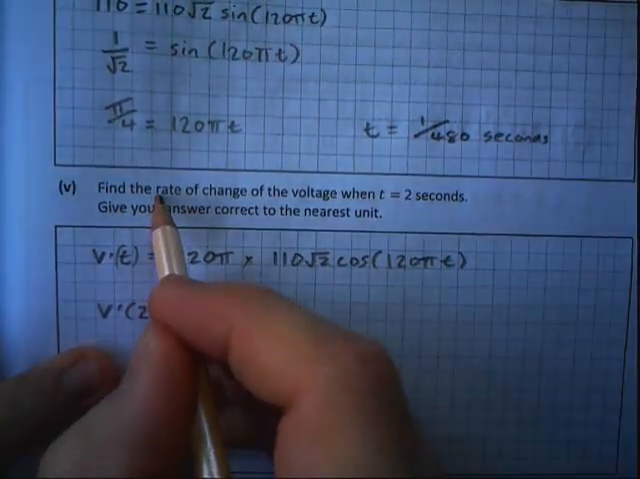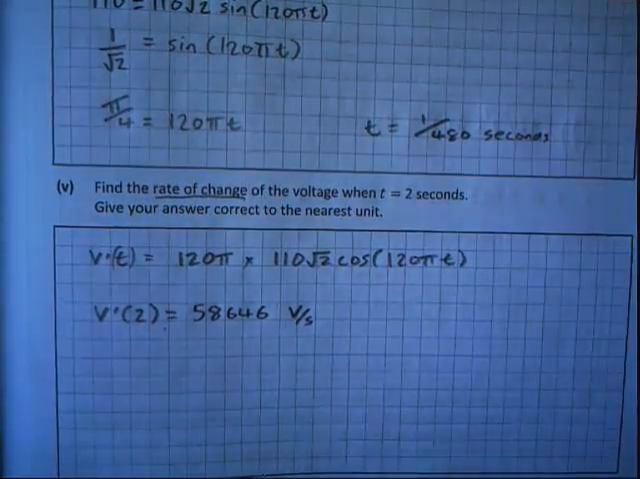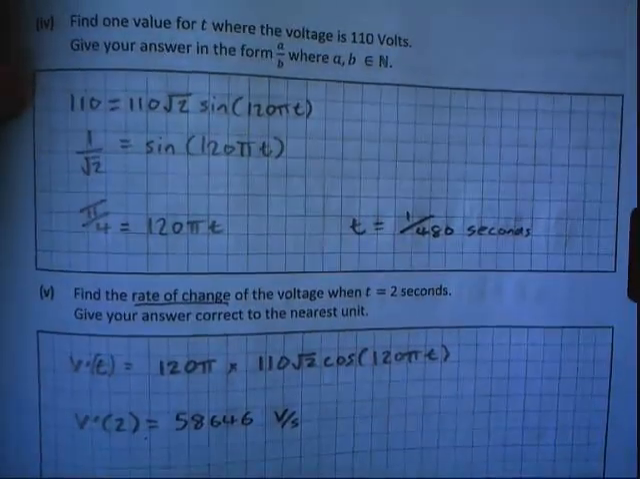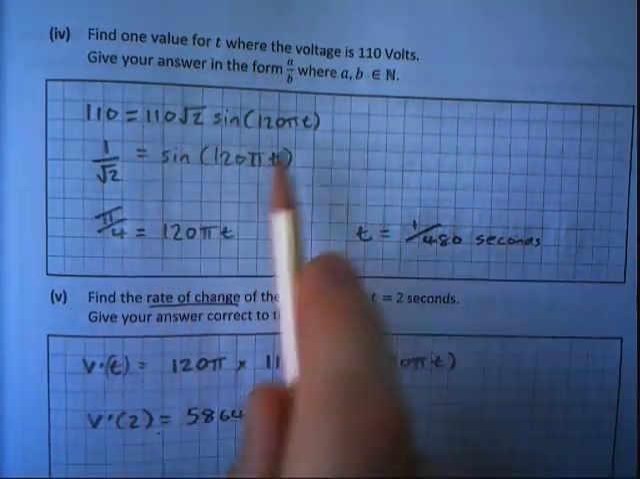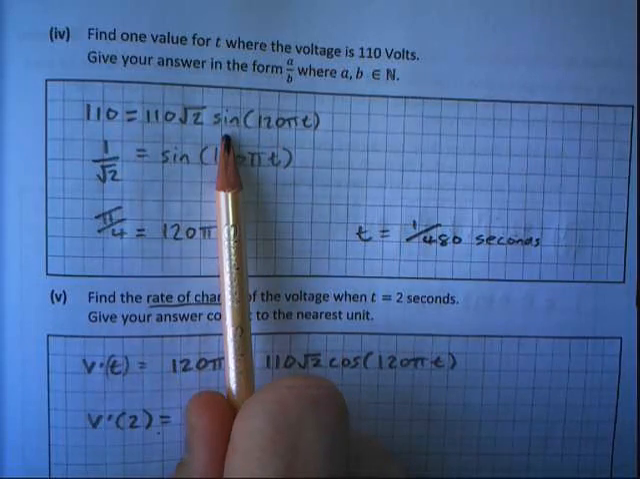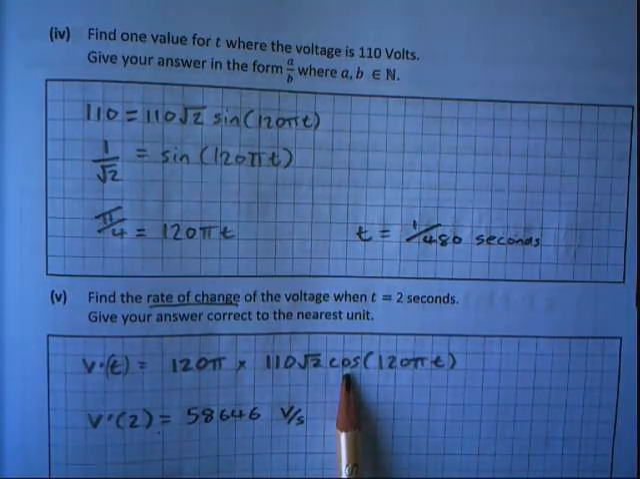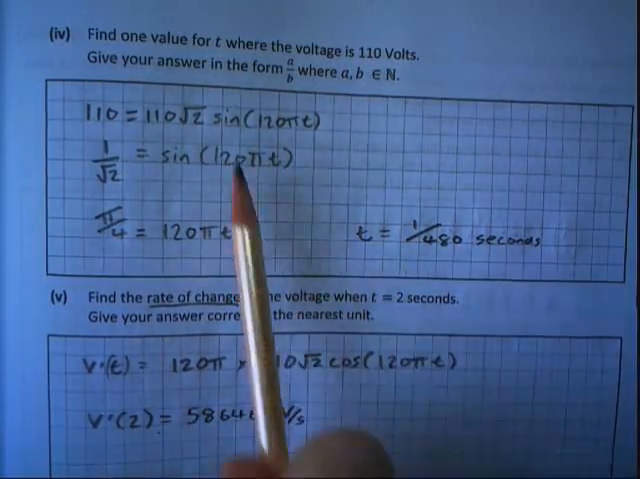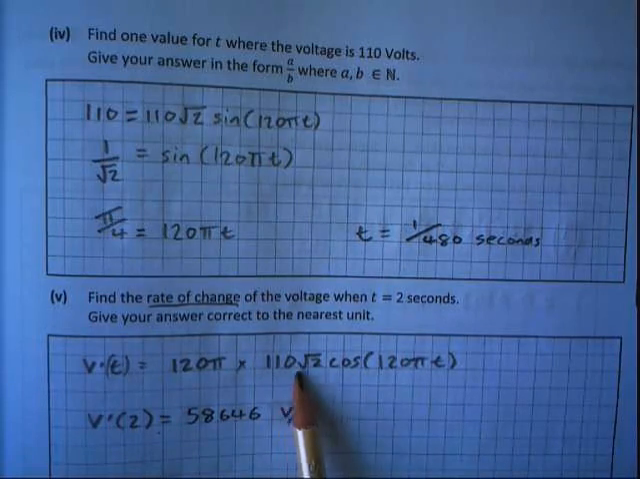Right, rate of change. That means differentiate. So we need to differentiate. Let's go back up here. Okay, so we need to differentiate this basically, right? So if you differentiate sine, you get cos. So there's my cos, and the bracket stays the same. The 110 root 2 is multiplied, you just leave that there.